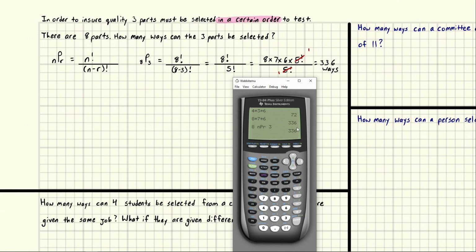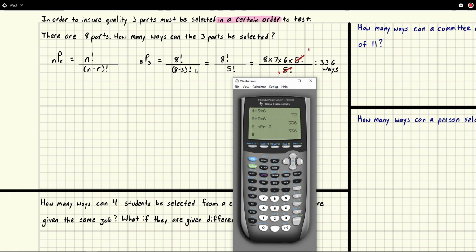So there you can see how to do it with the calculator. You can also do it by hand with some nifty simplification. If you have any questions about this, feel free to let me know.